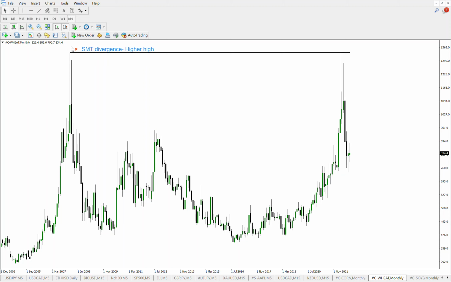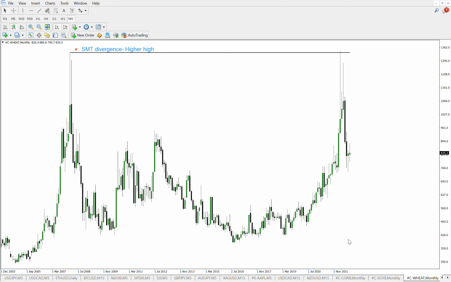So first things first, we're going to start on the monthly chart, and we're just going to delineate that price ran up here, right? So we had a really nice bull run here on wheat, and we took out this high over here. Okay, so price rallied, took out this respective high. So we made a higher high here. When we go over to soybeans and corn, you guys are going to see that we failed to take out this high here.